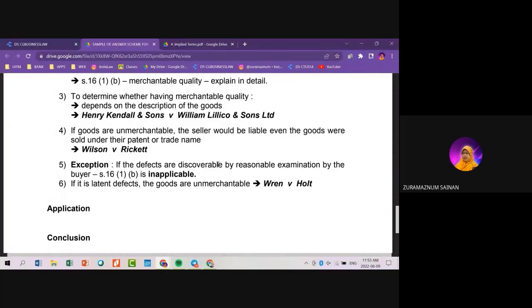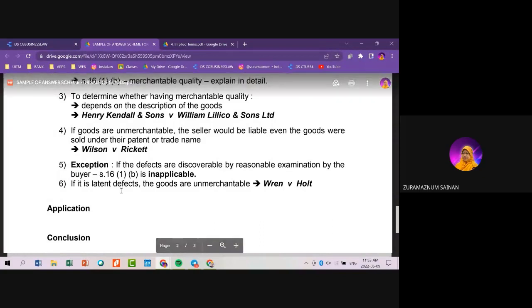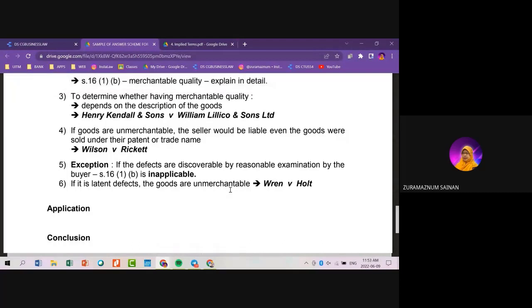Tapi kalau there is a latent defect, apa jadi? The goods are considered as unmerchantable. Latent defect. Contohnya, mi goreng. You beli mi goreng kena food poisoning. Kecacatan tersembunyi. Of course, the food, mi goreng tu is not fit for its purpose. Maknanya dia jadi unmerchantable lah.